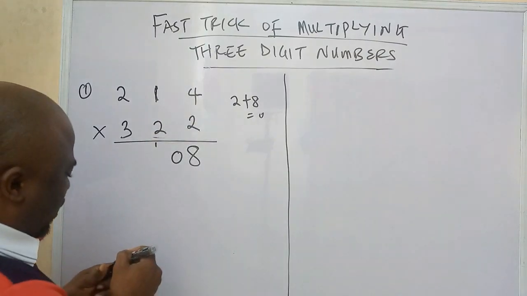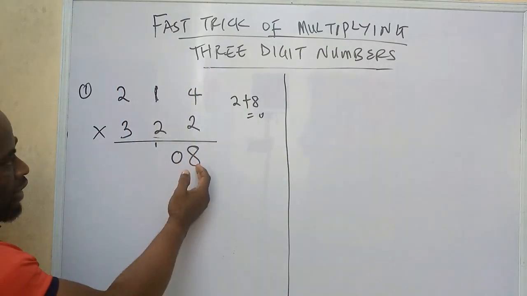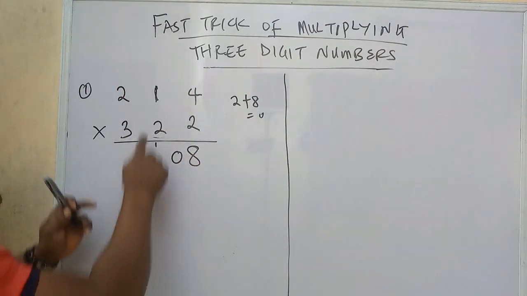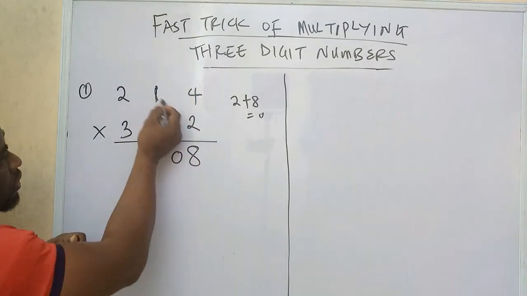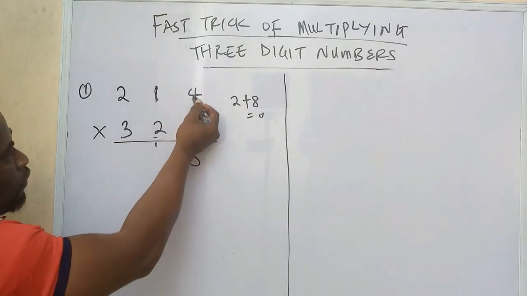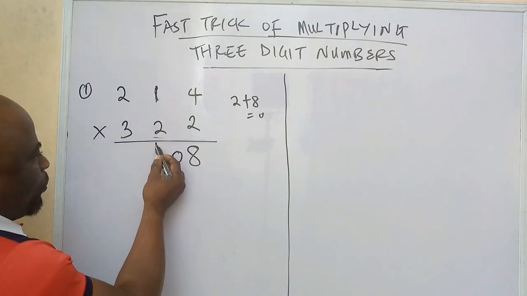Okay, so we have this. That's the second one. The first one is we multiply this and this together. We have 8. The second thing we are going to do here is that you pick this 4. This times this, that is 2. 2 times 4, that is 8. So 2 plus 8 is 10. So we have 0, we put 1.